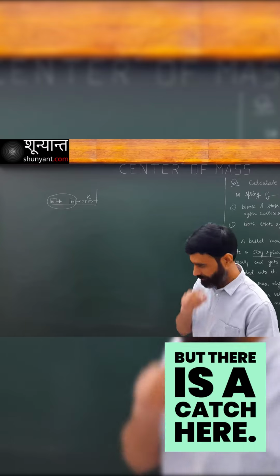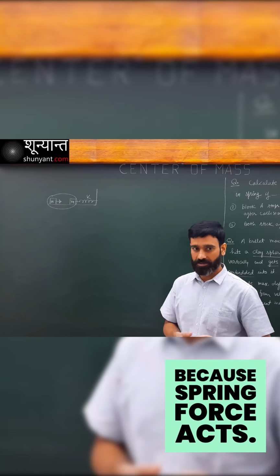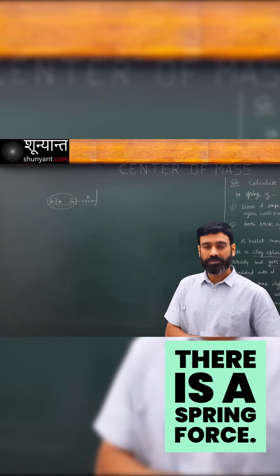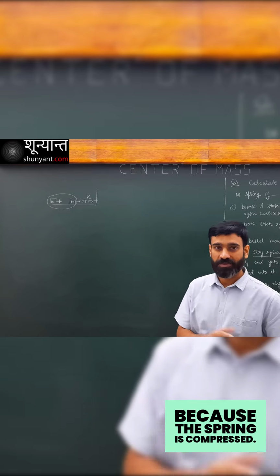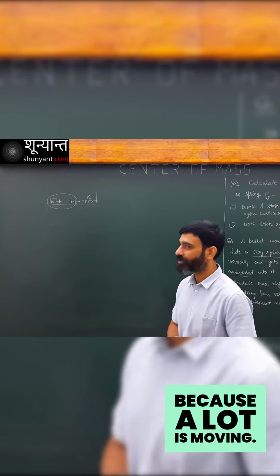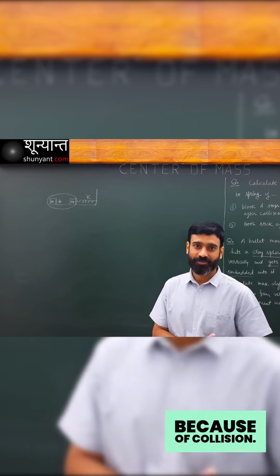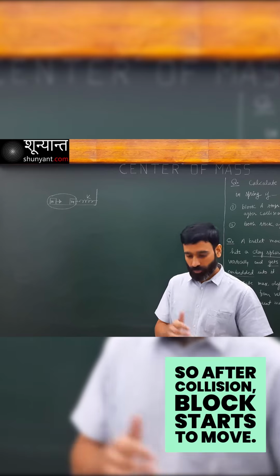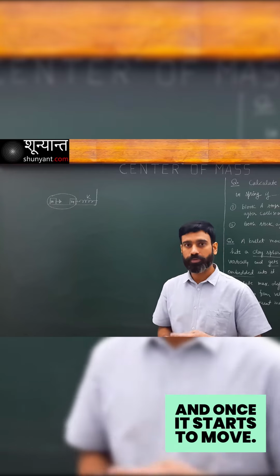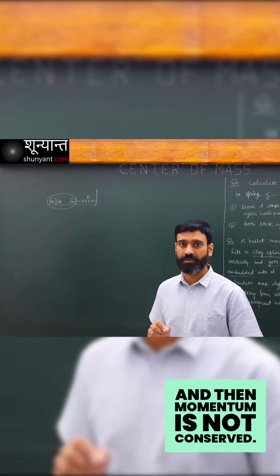But there is a catch here. Why is it not conserved? Because spring force acts. Why is there a spring force? Because the spring is compressed. Why is it compressed? Because the block is moving. Why is the block moving? Because of collision. So after collision, the block starts to move, and once it starts to move, the spring is compressed, and then there is force, and then momentum is not conserved.